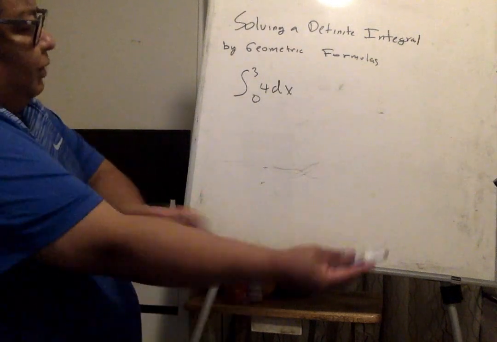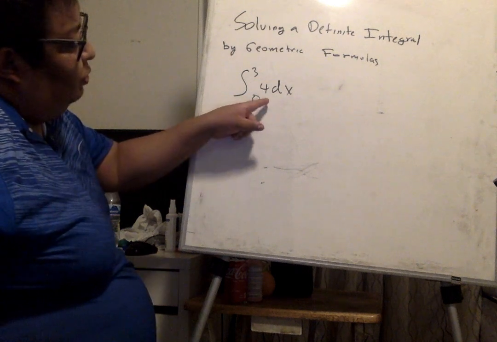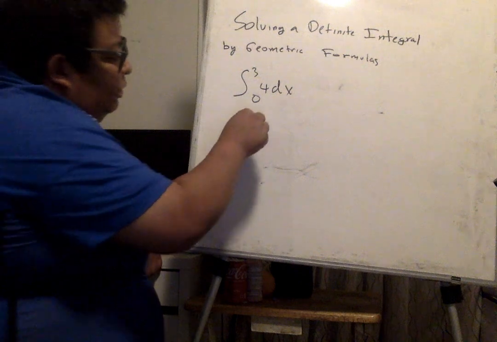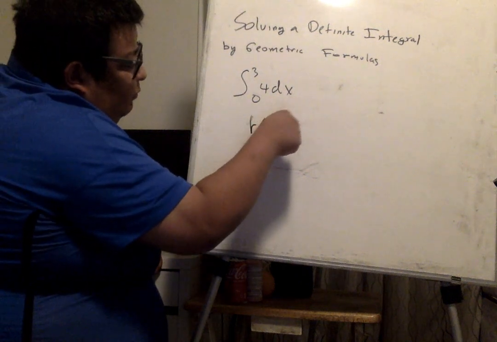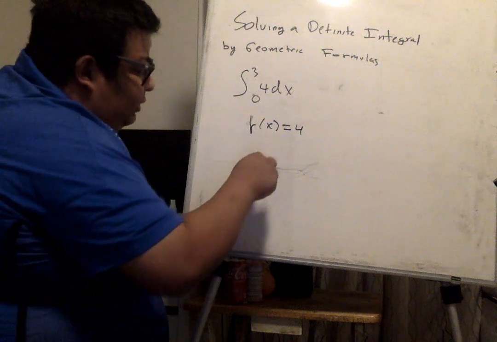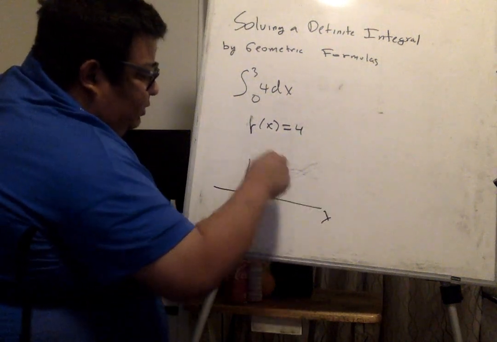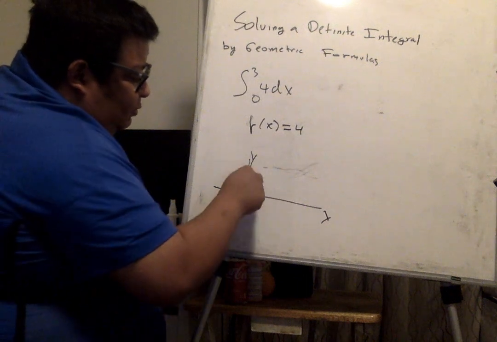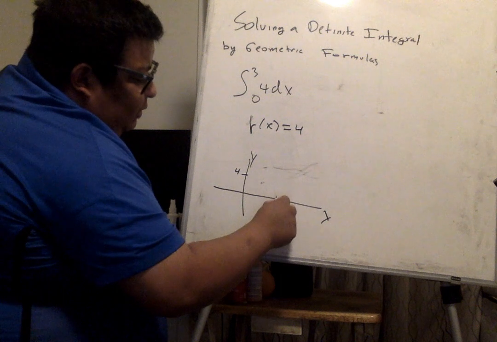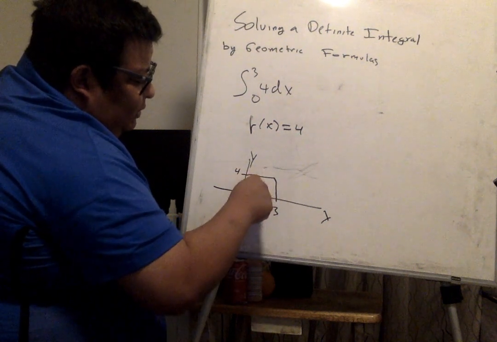Notice sometimes it's good to graph these integrals, but sometimes you gotta just think about it, or you gotta memorize them. For example, here I know f of x is equal to 4. That means that it is a horizontal line. So it's going to look something like this. Let's say this is your x, this is your y-axis. So 4 is around here. And then we'll go from 0 to 3. So 3 is here, let's say. So that region that we're looking for is this here.